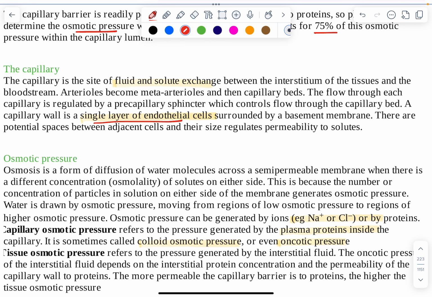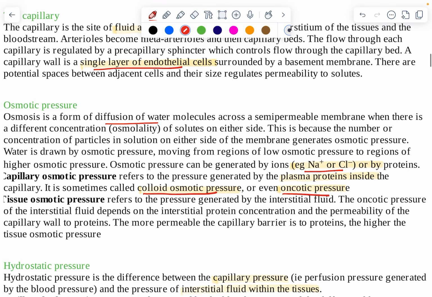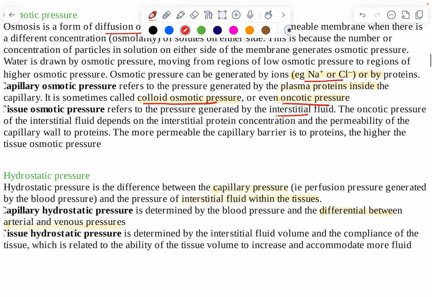These are the potential osmotic pressures. Osmosis is the diffusion of water molecules across a semipermeable membrane when there is a concentration gradient. The number of concentrated particles in solution on either side of the membrane generates osmotic pressure. Water is drawn by osmotic pressure, moving from regions of low osmotic pressure to regions of high osmotic pressure. Osmotic pressure is generated by ions, sodium or chloride, or by proteins. Capillary osmotic pressure refers to the oncotic pressure of the plasma protein inside the capillary, sometimes called colloid osmotic pressure or oncotic pressure. Tissue osmotic pressure is generated by the interstitial fluid.